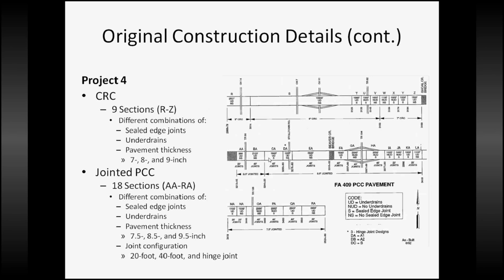The last 5.7 miles of this project were jointed concrete pavement. These 5.7 miles were divided into 18 different sections, and the sections were different combinations of sealed edge joints, underdrains, different pavement thicknesses, and we had 5 different joint configurations: the 20-foot, the 40-foot, and the 3 hinge joint designs that I introduced earlier. The main objective of this project was to validate the predicted deflection and strain values in PCC sections. So some of these sections were instrumented with strain gauges.